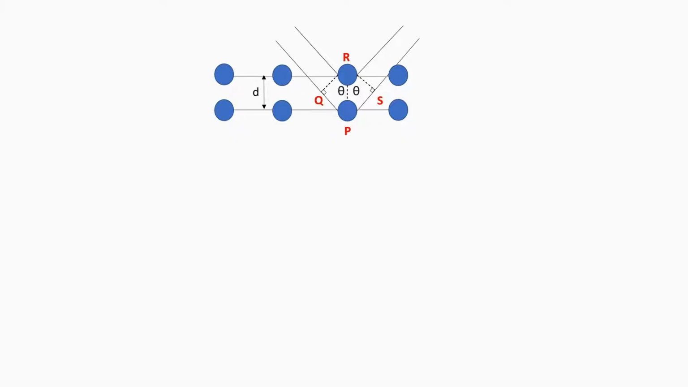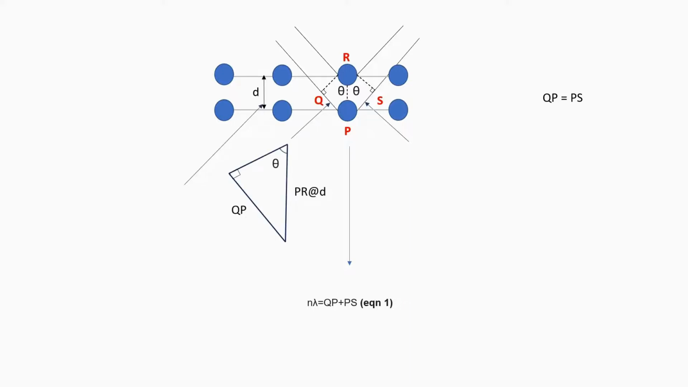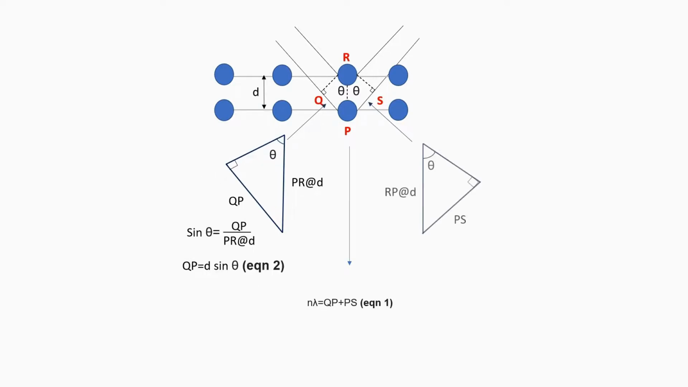The first equation is n lambda equals QP plus PS. We also know that QP equals PS. D is the hypotenuse of the triangle QPR. QP is the opposite of the angle. So equation 2 is QP equals d sin theta. So equation 3 is PS equals d sin theta.